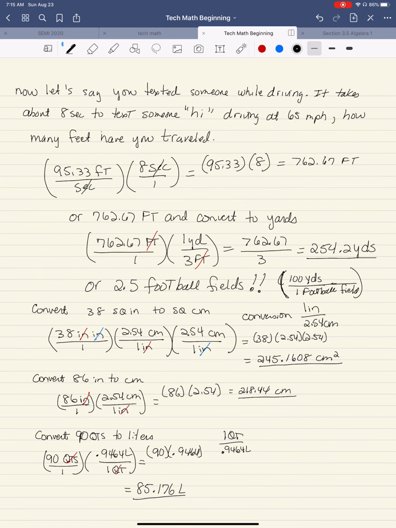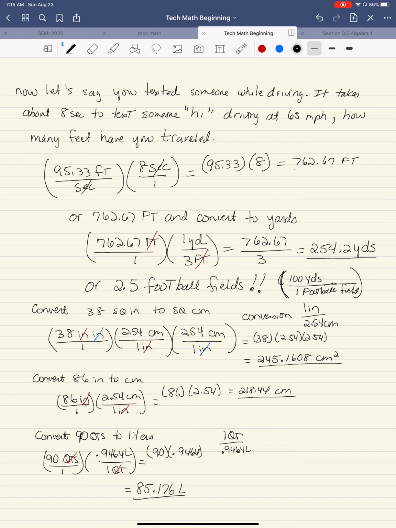Now let's say you texted someone while you were driving. It takes about 8 seconds to text someone hello, driving at 65 miles per hour. How many feet have you just traveled without looking at the road? On the previous example, at 65 miles per hour, we are going 95.33 feet per second. And if I'm texting for 8 seconds, notice my seconds cancel, seconds over seconds. I multiply 95.33 times 8. That gives me 762.67 feet.